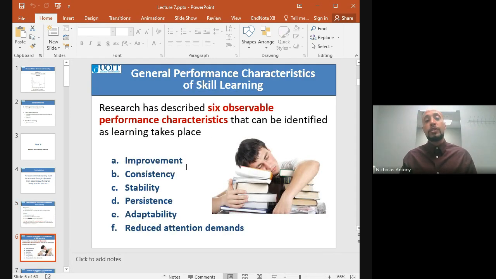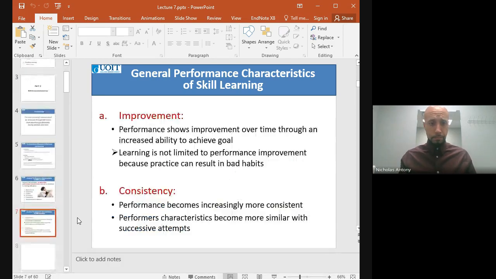So what research has described are observable characteristics that you can recognize that will infer to us that learning is happening. Those include improvement, consistency, stability, persistence, adaptability, and reduced attention demands. So we'll go through examples of each of those.